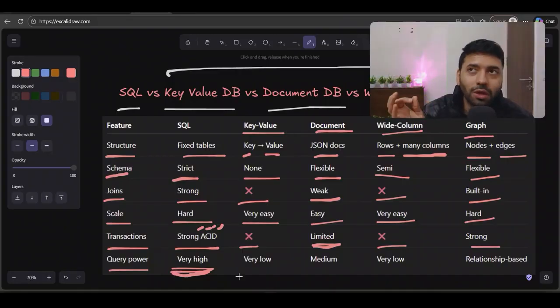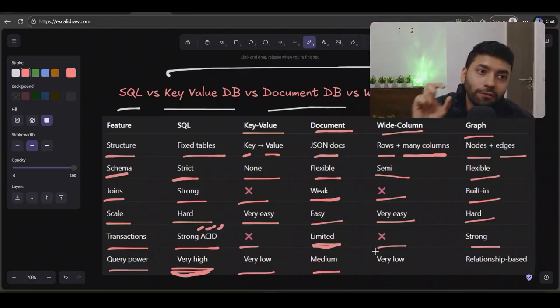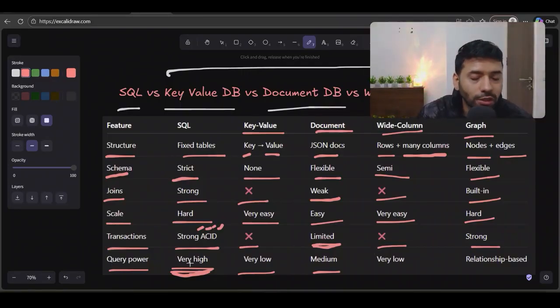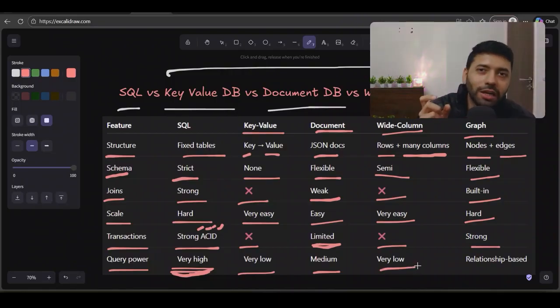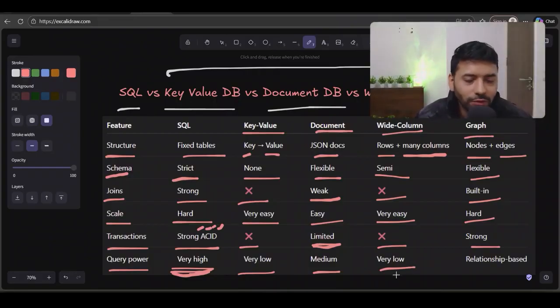When we talk about key value, the query power is very low. Why? Because you can simply query based on the key. You cannot even query inside the value. So it's very low capability of the queries or read operations. Talking about document, it is medium, much better than key value, because you can even query on the field inside the document. So in that way, it's good as compared to key value, but of course not matching what we have in SQL. Okay. Next, wide column. Again, it's very low because you need to know the partition and the row key for the queries, and it works that way. So yeah, very low in wide column.